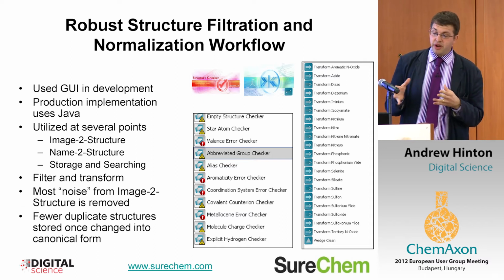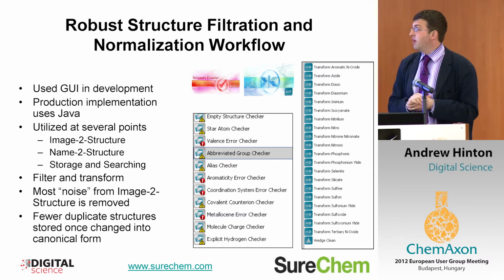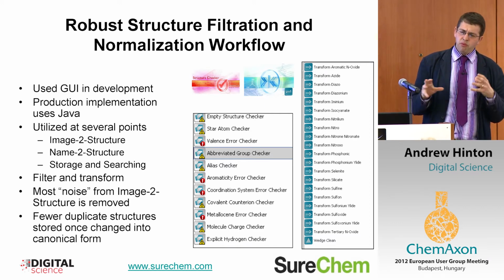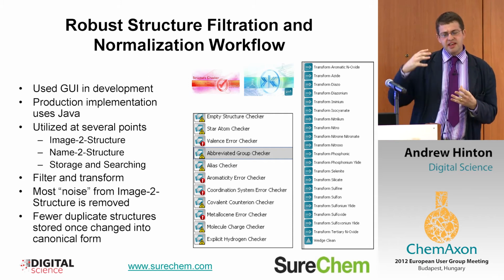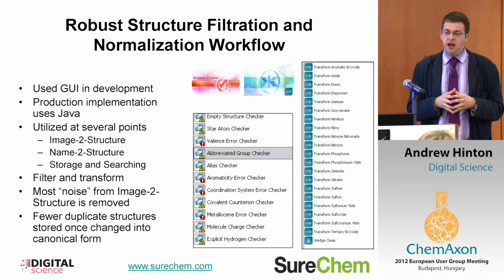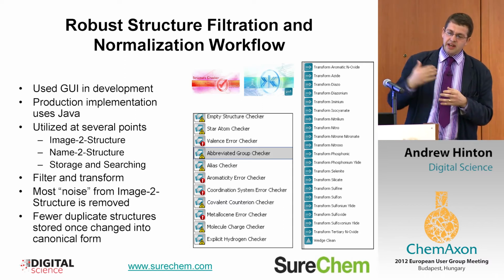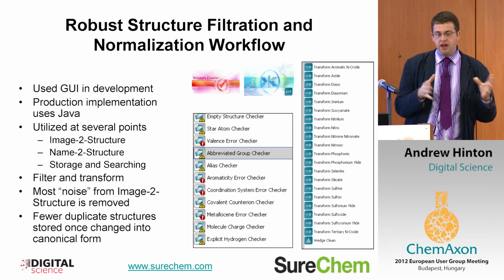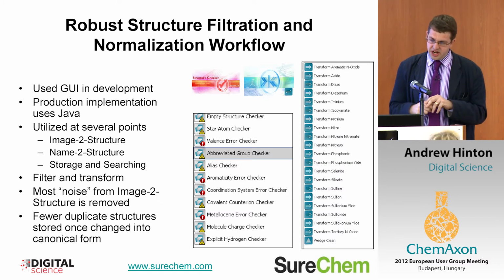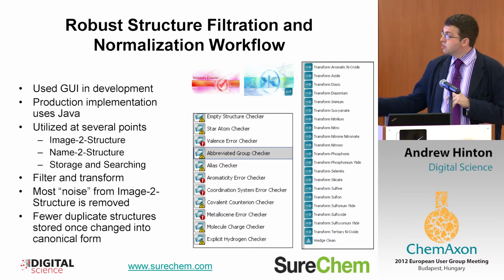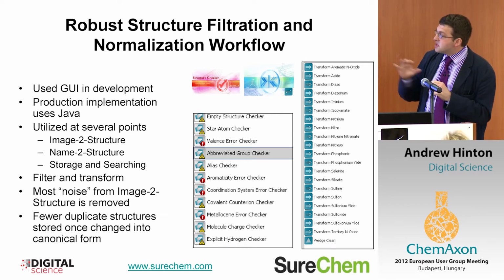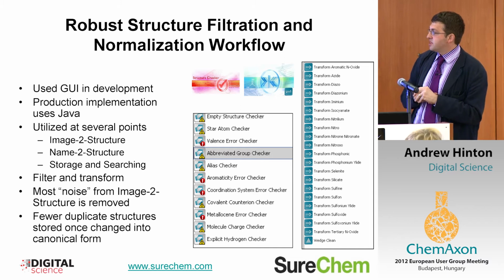Ultimately, in production, we used the Java API implementation of Structure Checker and Standardizer. And we found that we needed to utilize it at several different points, specifically the image to structure and name to structure processes, and also immediately before we store and search the chemistry, we need to apply some sort of structure handling at this point. But mostly it was all to do with filtering and transforming a structure, as I said, from the image to structures.